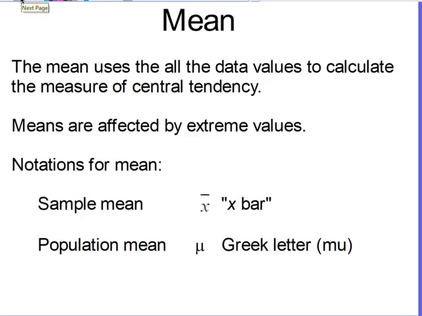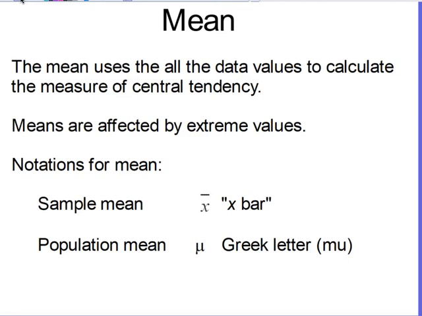The mean uses all the data values to calculate the measure of central tendency. The mean is very affected by extreme values. So if you have one big number, it can really throw off your average. Now I get into some notation.